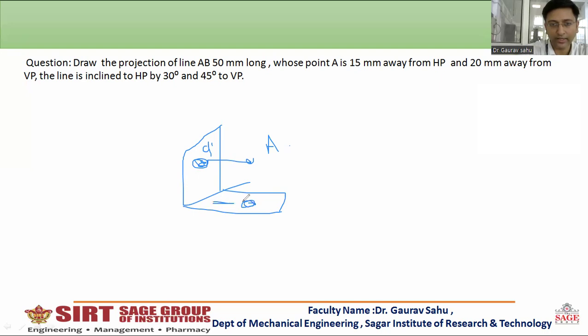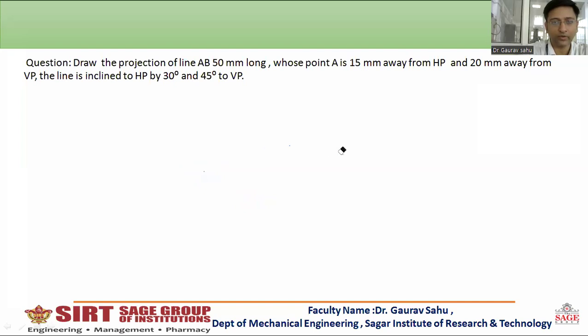So, dear students, this distance is 20 and this distance is 15. Roughly, the point is 15 mm above HP and 20 mm in front of VP. So in a rough manner, I have taught you about the projection of points, because the question always starts with the projection of point.